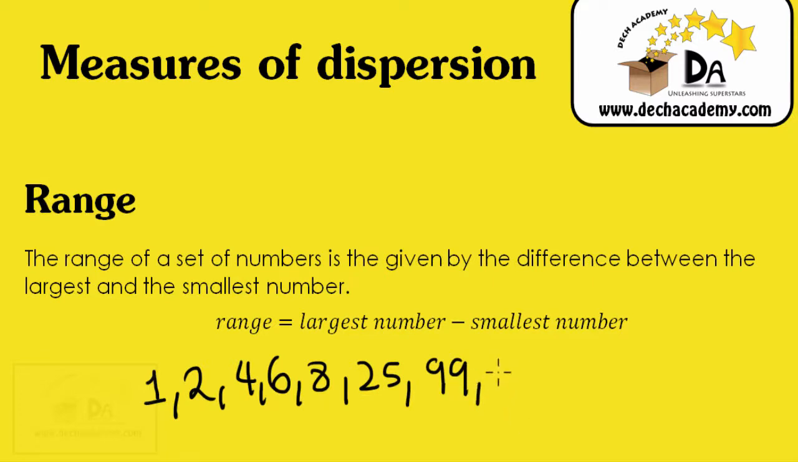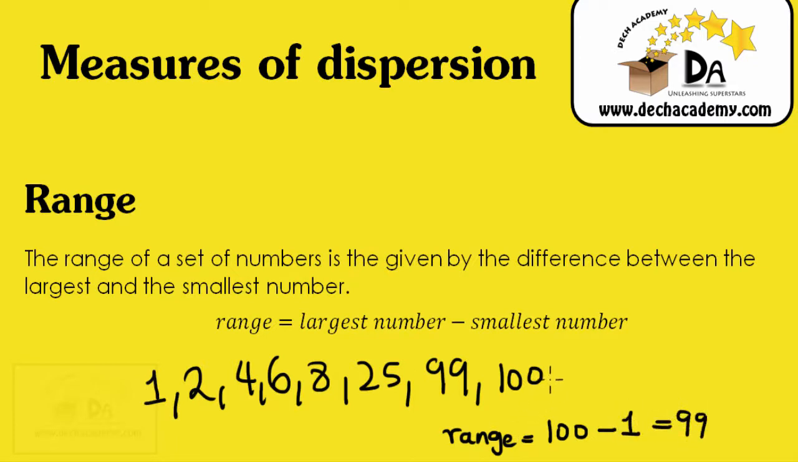And I'll stop at 100. The range of this set of numbers is given by the largest number, which is 100, minus the smallest number. In this case, that's 1. So the range is equal to 99.